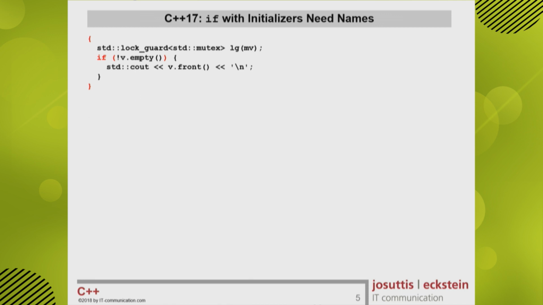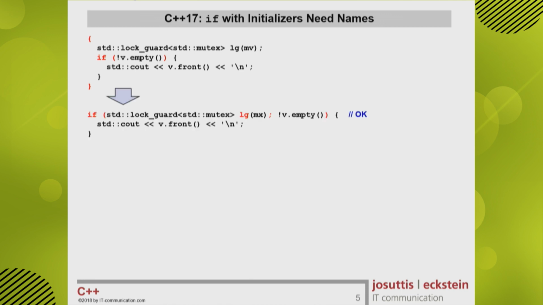We can do that now in one statement, and the one statement looks like this. If, then comes the initialization, then comes the semicolon, and then comes the condition. It's like an initialization in a for loop. You know it from there, and it follows the same rules. Whatever you initialize there is visible and valid until the end of the if statement, which means until the end of the else statement, if there's any. So why is there something to talk about here?